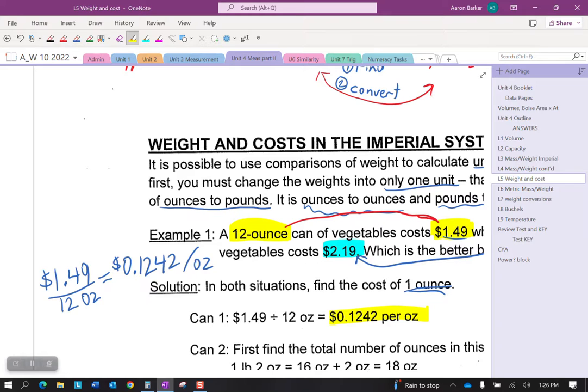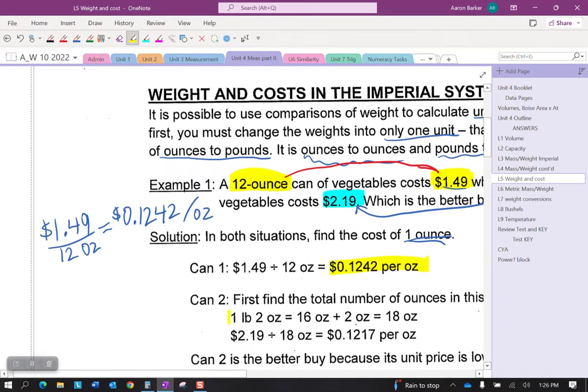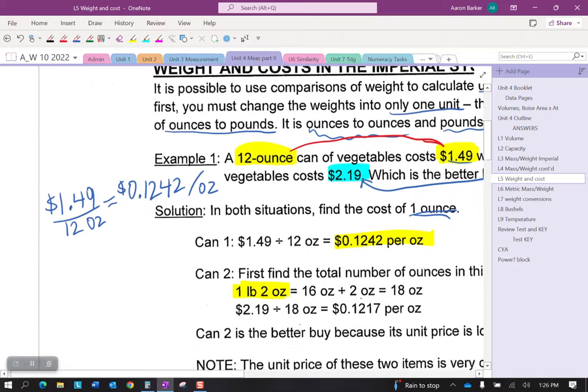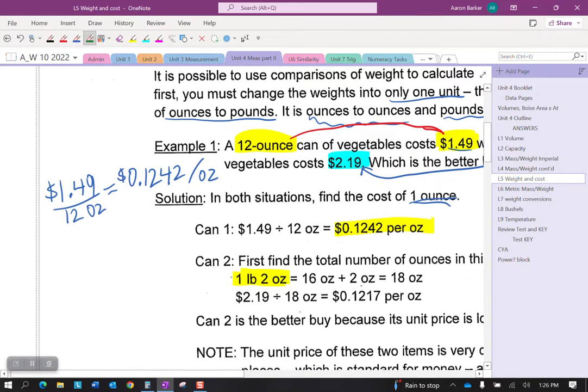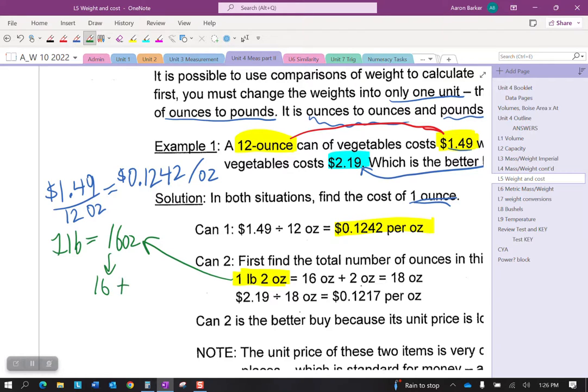$0.1242 per ounce. But can two, we have to convert. So in can two, we have 1 pound, 2 ounces, which we can't work with. So we have to convert that 1 pound. We know that 1 pound from our data table equals 16 ounces. So what we have to do is take this 16 ounces and add it to the 2 ounces that is there already to give us the complete size in ounces. So the complete size is 18 ounces.